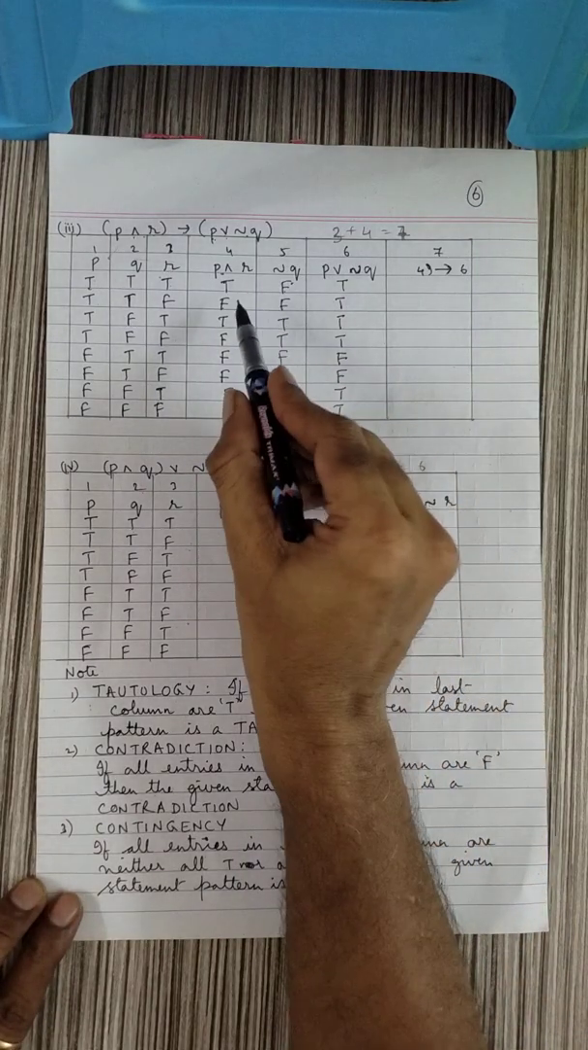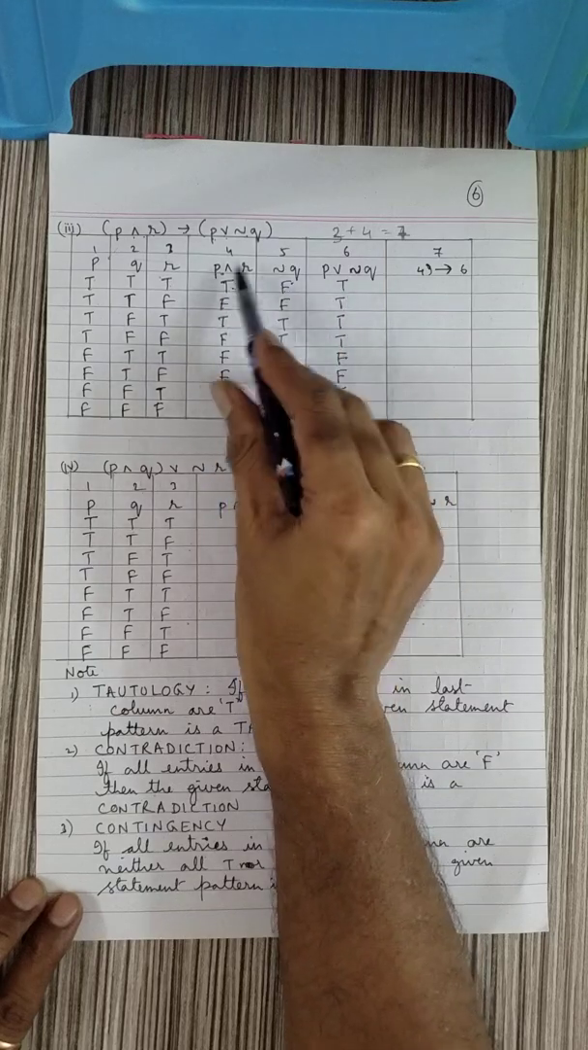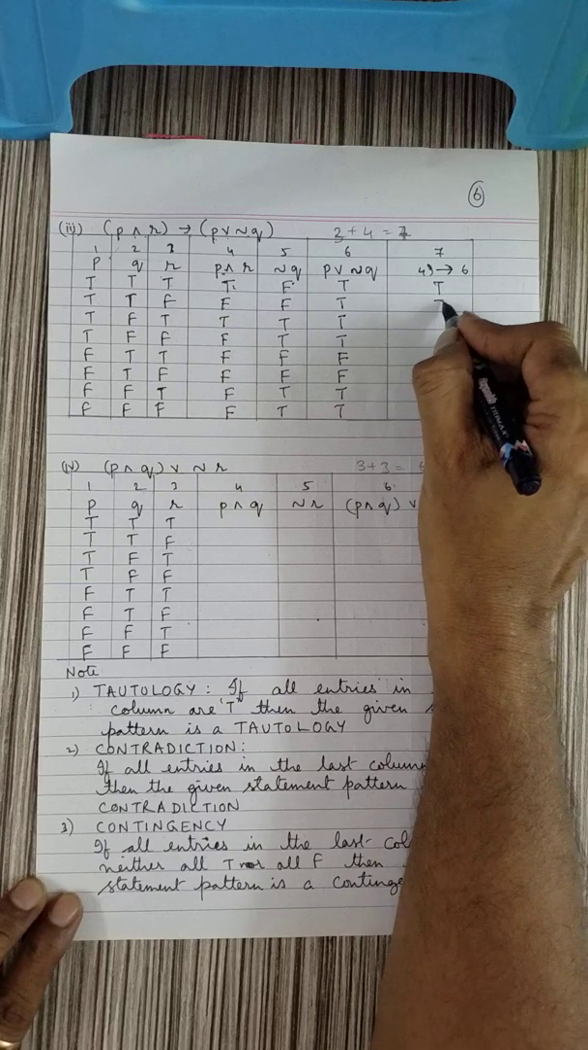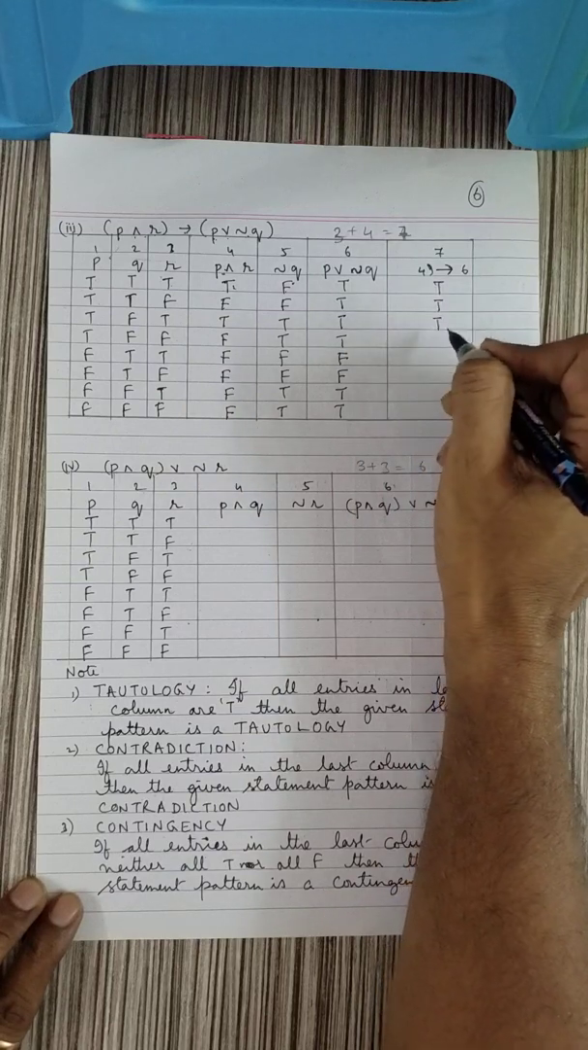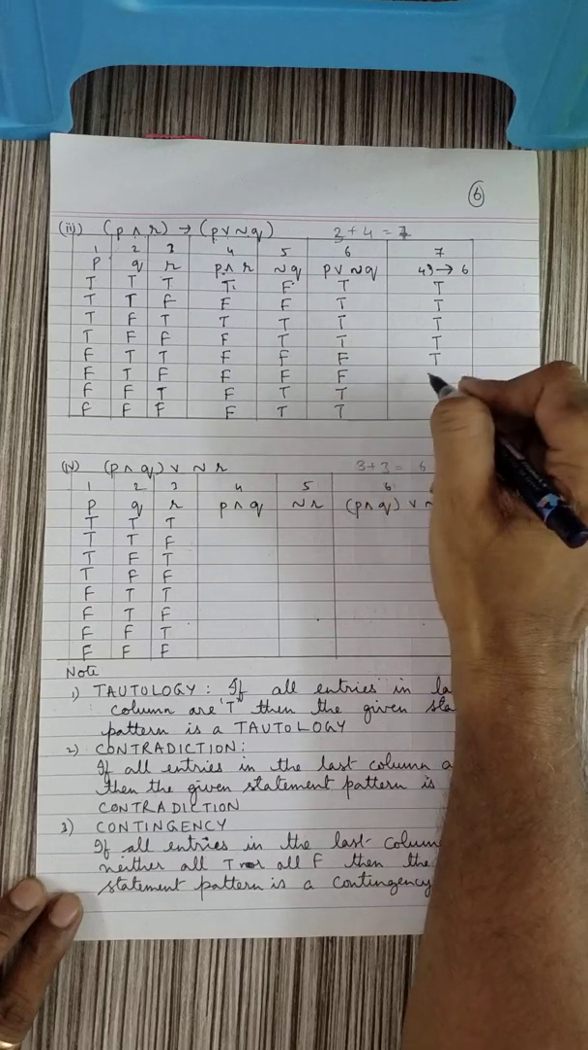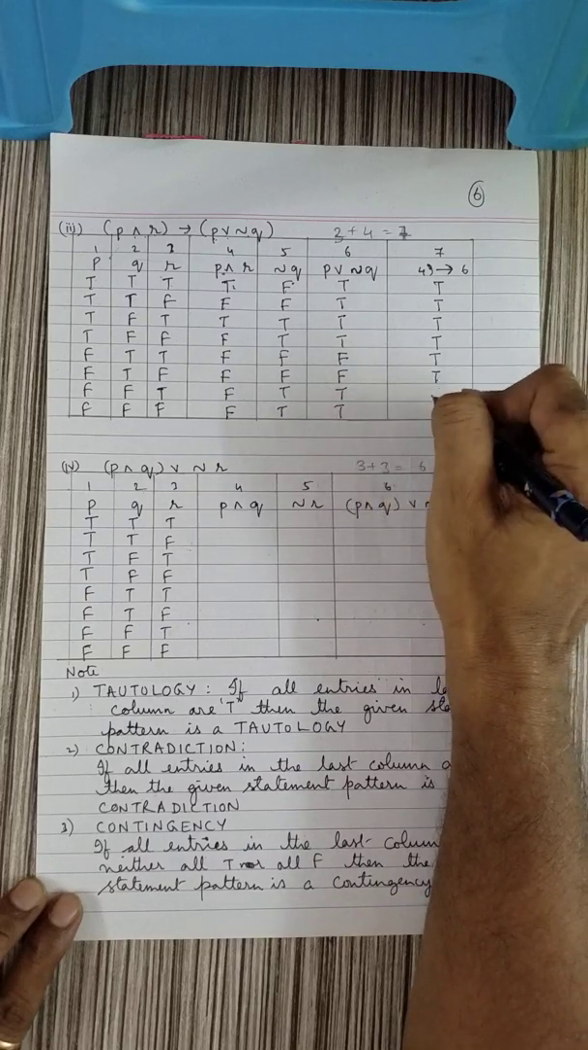And finally you have to find the implies between these two, column 4 and 6. So true implies true is true. False implies true is true. True implies true is true. False implies true is true. False implies false is true. False implies false is true. False implies false is true. False implies false is true.